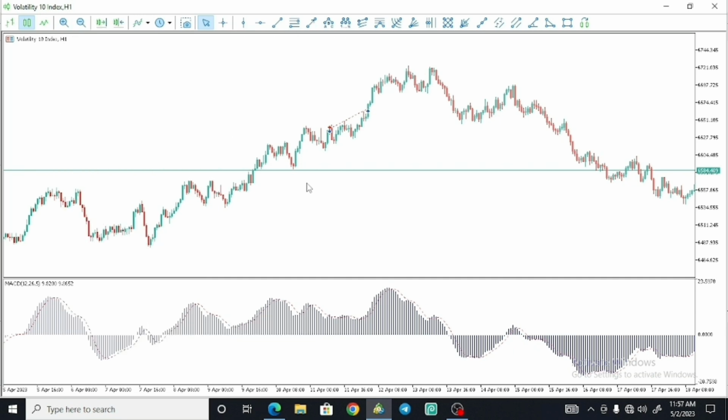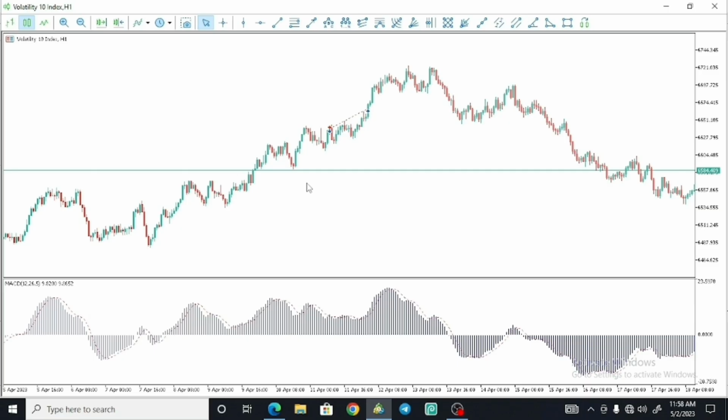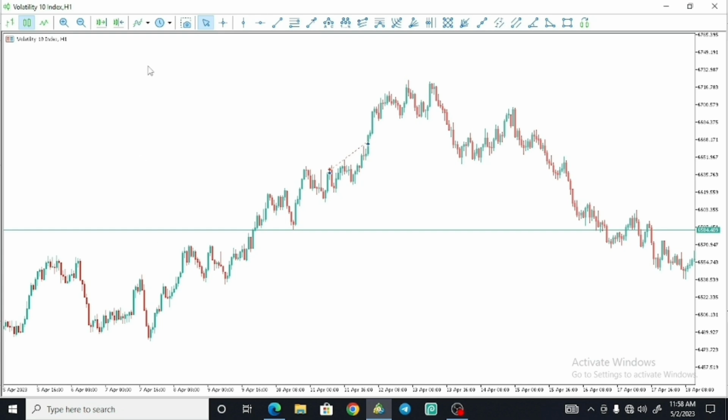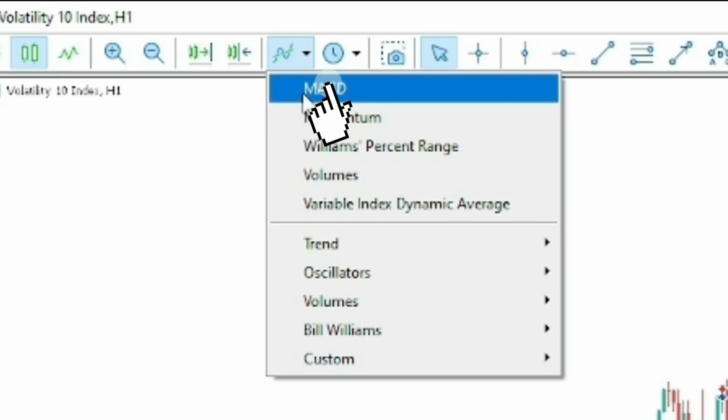So using these four concepts, let me explain how this strategy works and how I have been able to make over $900 in the market from a small account. I'll start off with the conditions. For the conditions, we need to put the MACD on our charts. You click here on indicators and then select MACD.